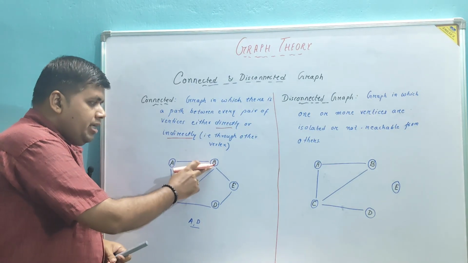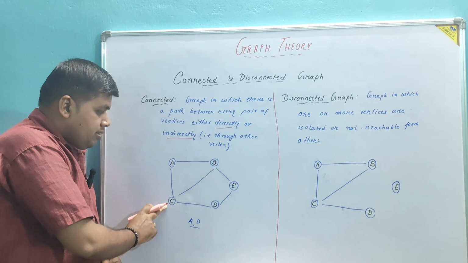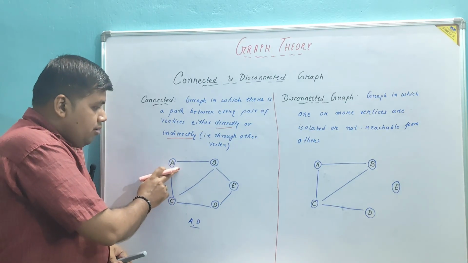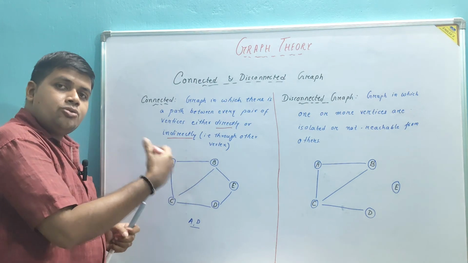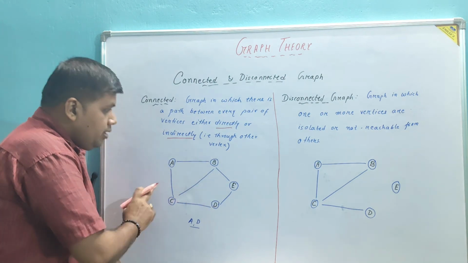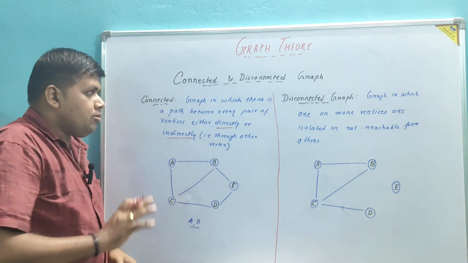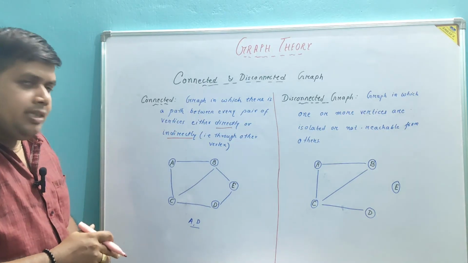So A and B are directly connected, A and C are directly connected. However, A and D are not connected directly, they are connected indirectly through other vertices, through C or through B and E and so on. So that is called a connected graph.